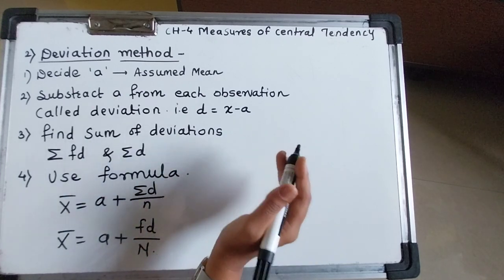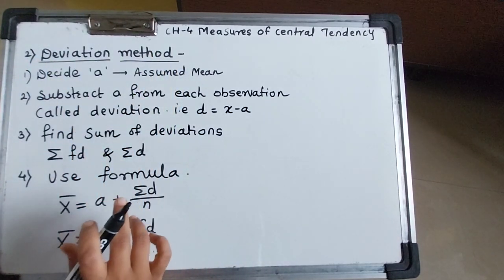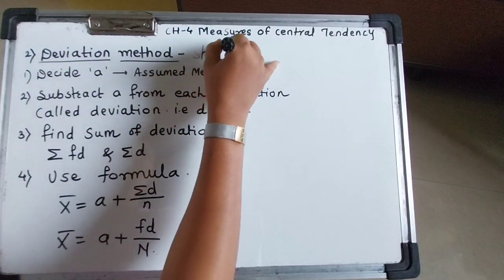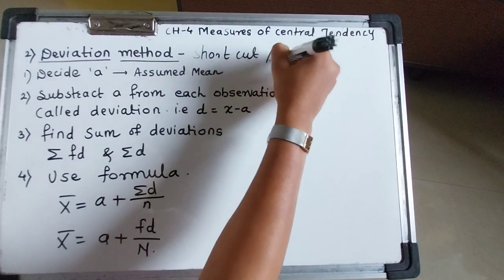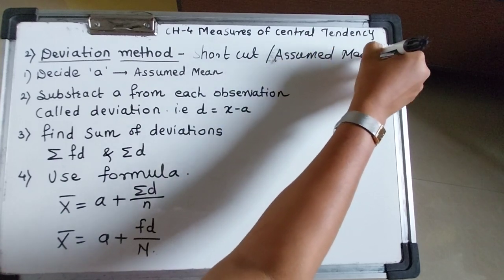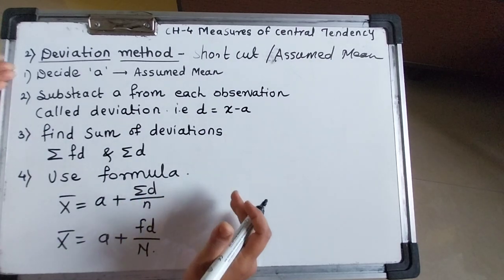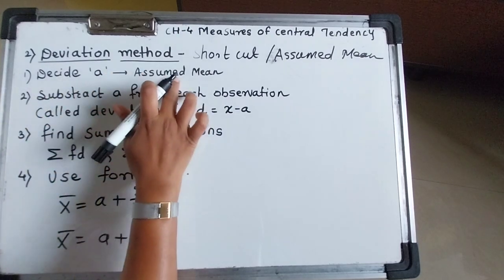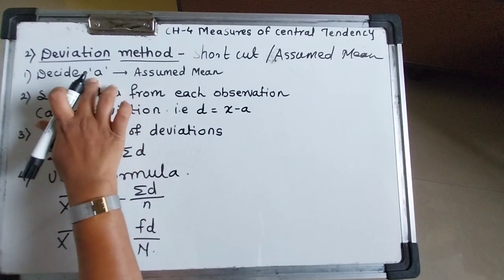Now, the second method is the deviation method, or we call it the shortcut method, or assumed mean method. Generally we use the deviation method. These are the steps. First, decide A. We call it the assumed mean. From the observations, we have to decide one assumed mean. We call it A.